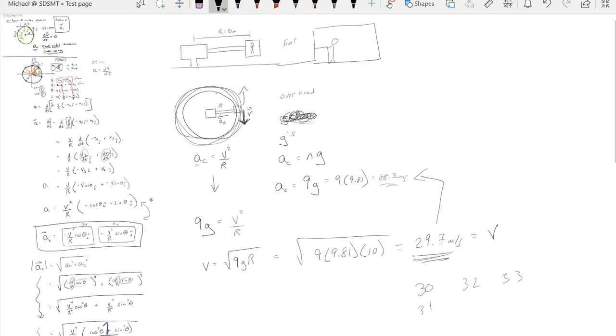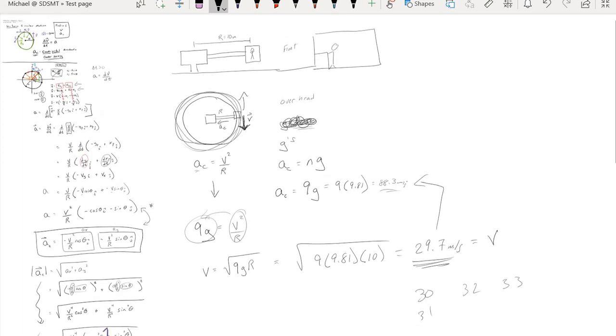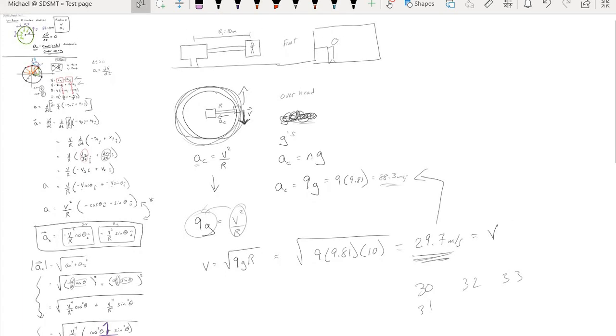So why are they doing this? Well, if we increase the speed, we're going to increase the centripetal acceleration. And so now this has become a true test of endurance. What they want to know now is just how much centripetal acceleration can this person take.